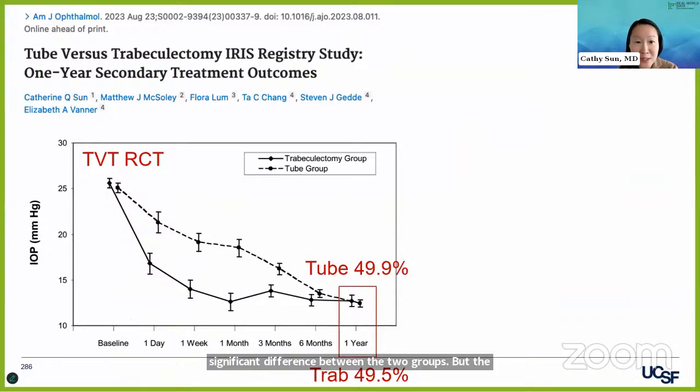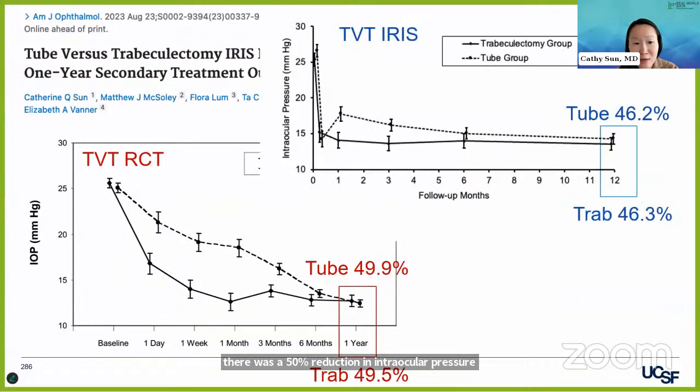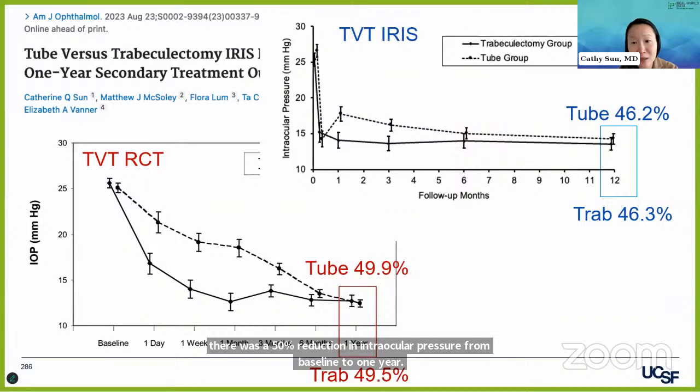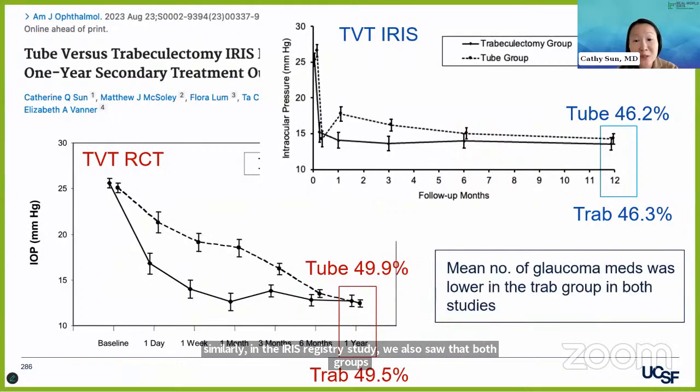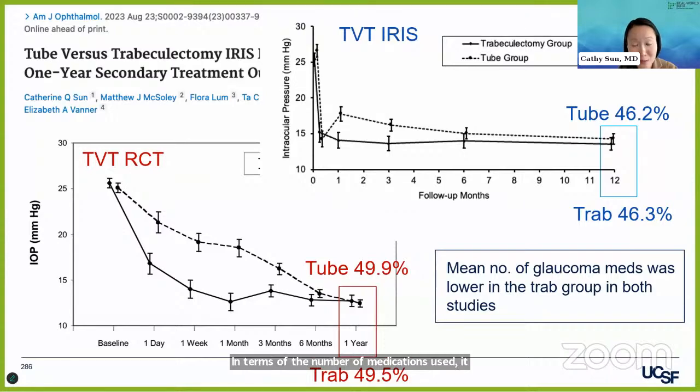We were also interested in looking at intraocular pressure and medications. And so in the initial RCT, there was a 50% reduction in intraocular pressure from baseline to 1 year. And similarly, in the IRIS registry study, we also saw that both groups had pressure reduction of 46%. In terms of the number of medications used, it was lower in the trabeculectomy group compared to the tube group in both studies.